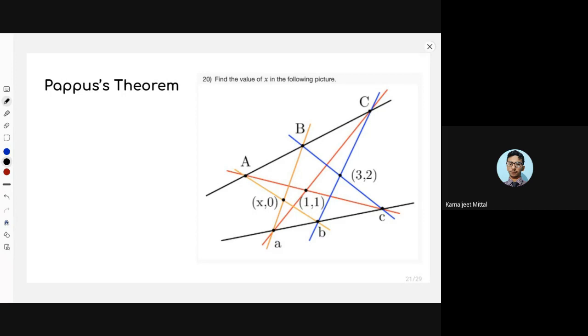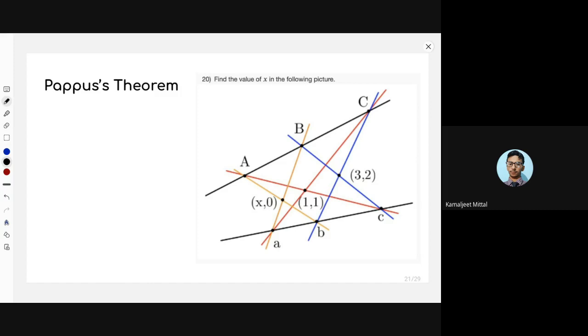In this question I will be using Pappus's theorem to find out the value of x. Now, can anyone tell me the statement of Pappus's theorem, or just a hint? Basically, you need to find out x comma 0. You need to find out the value of x. So how are you going to use Pappus's theorem to find this?